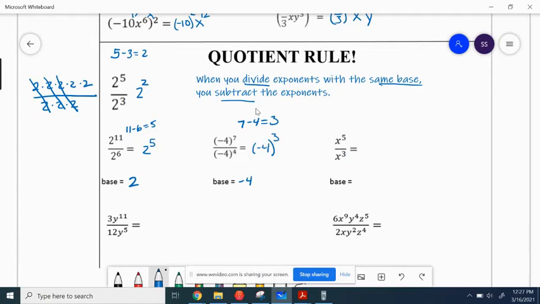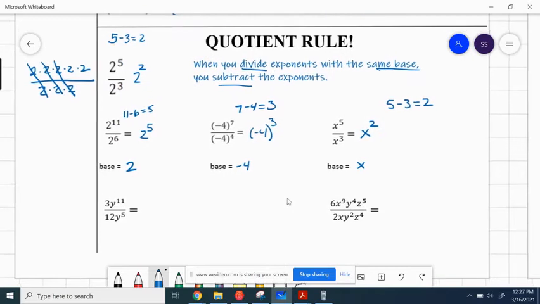All right, how about this next one? What's my base? My base is x. And so I'm going to be subtracting the exponents, which is 5 minus 3. It's equal to 2. So it's going to be my base x raised to the 2nd power.